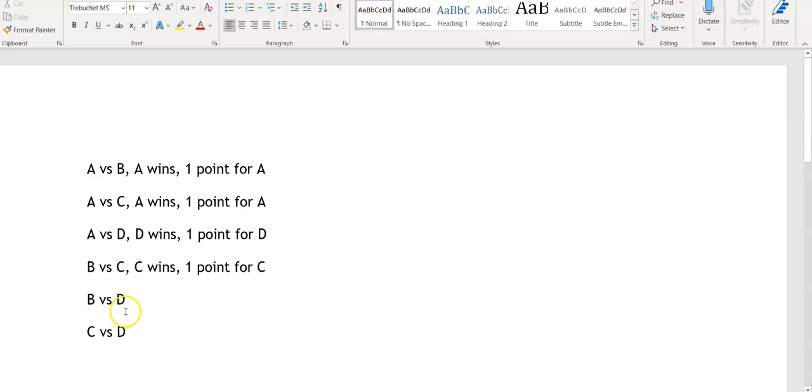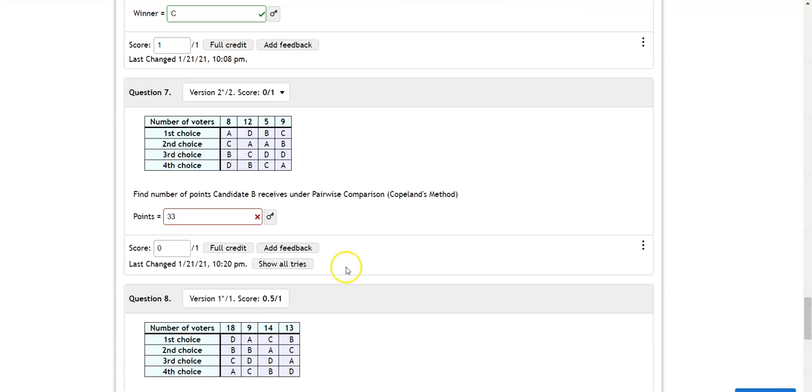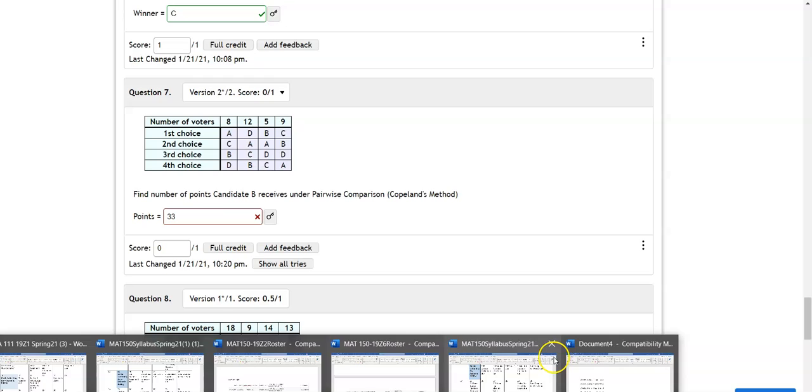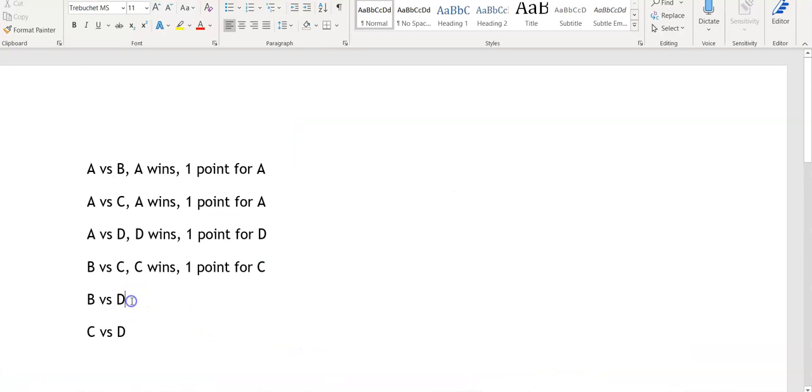All right, now B versus D. Let's compare those two. B is higher than D, so it gets these 8. However, D is the highest here. It gets these 12. Here, B gets this column, so 8 and 5. So far, B has 13 and D has 12. And B gets these 9, so that's 22 for B, which is more than half. So B wins this head-to-head. That's 1 point for B.